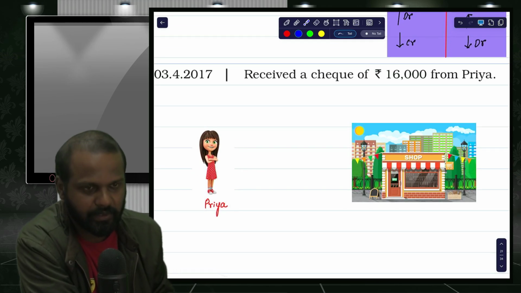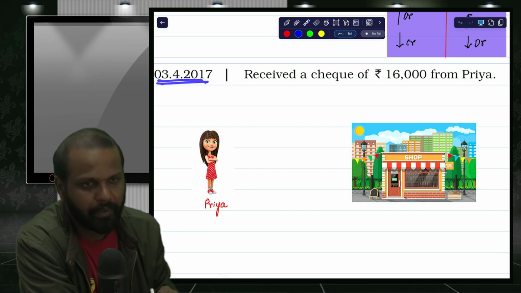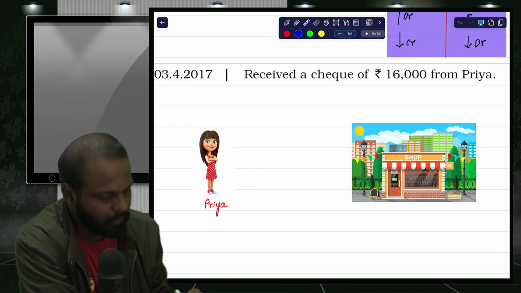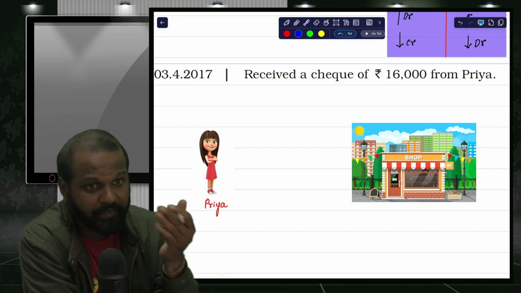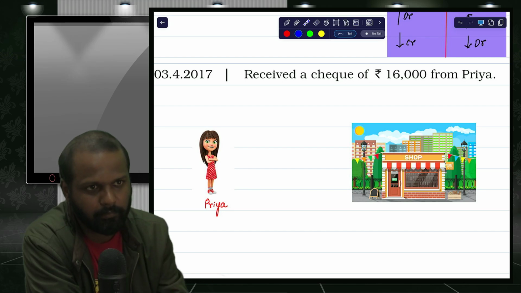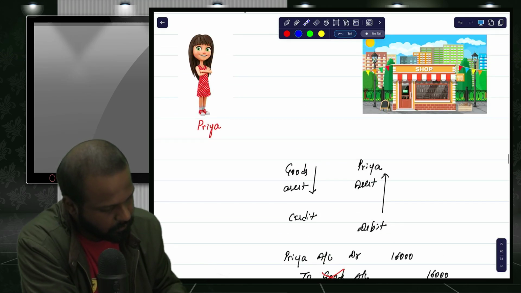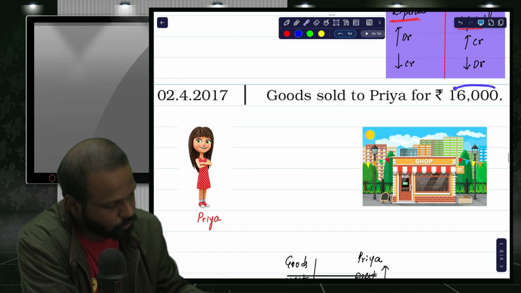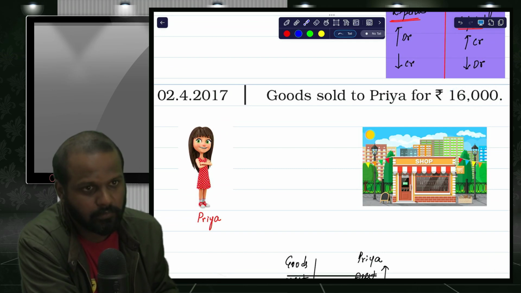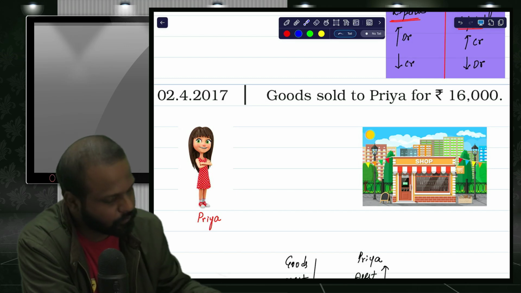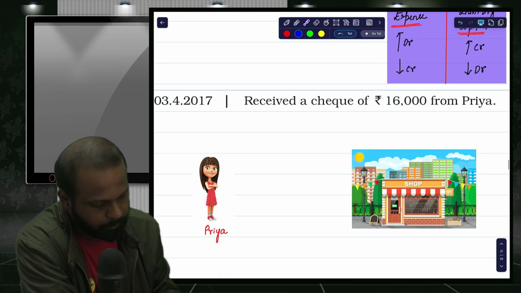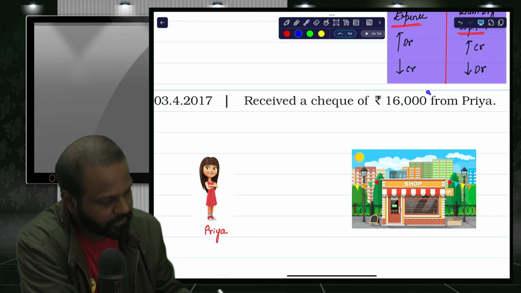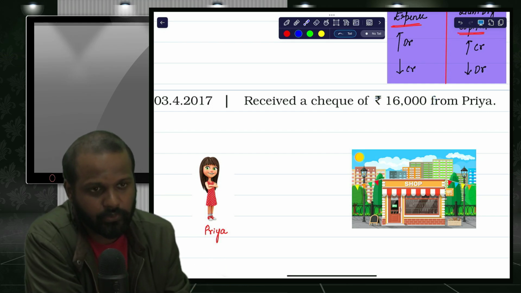Now see the next transaction. On 3rd April, received a check of rupees 16,000 from Priya. We have received the check from Priya. So see here, Priya was supposed to give the money to us, 16,000, because we have sold goods on credit. So that money she gave on 3rd April. So we received a check from Priya, rupees 16,000.